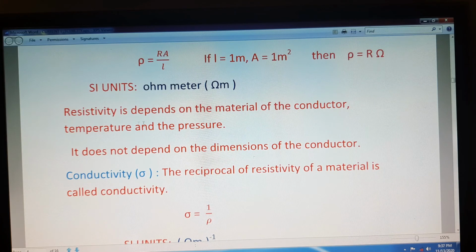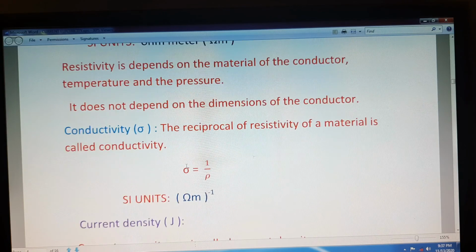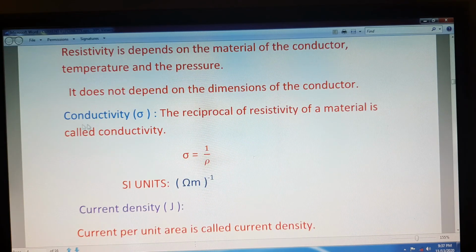Resistivity depends on the material of the conductor, temperature, and pressure. But resistance is not only made up of material; it also depends on length and area. So resistivity does not depend on the dimensions of the conductor, but resistance depends on the dimensions of the conductor. The next one is conductivity.